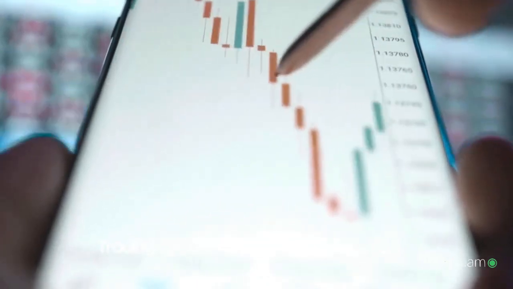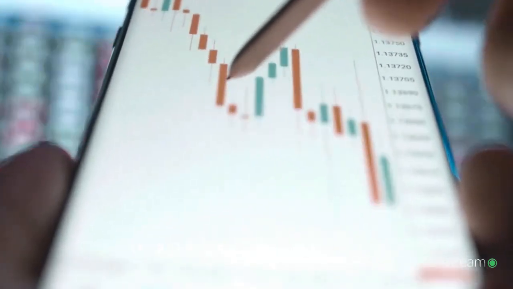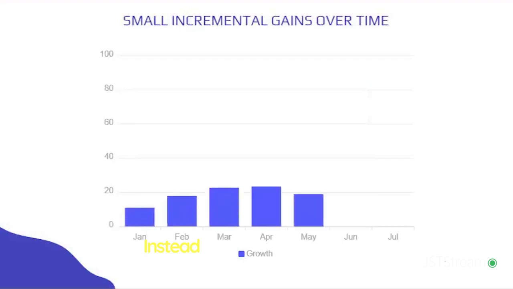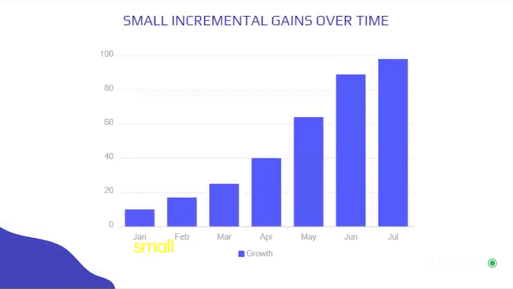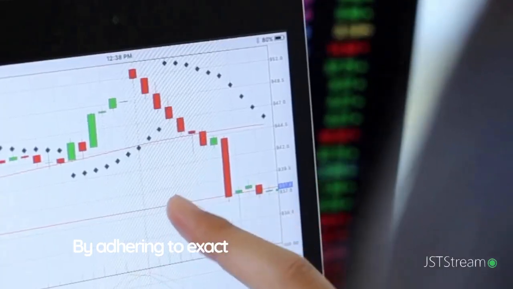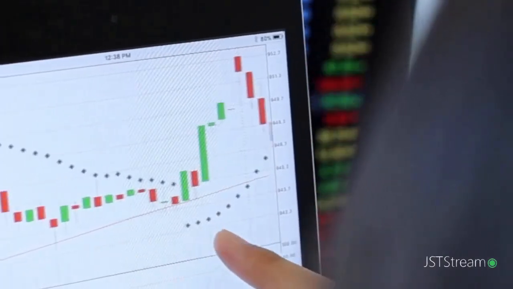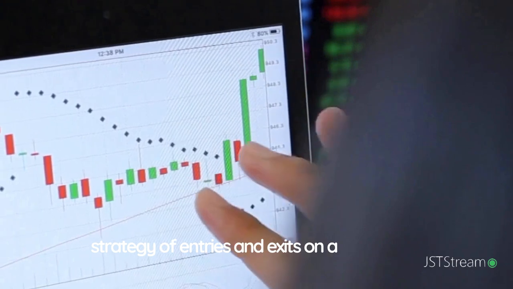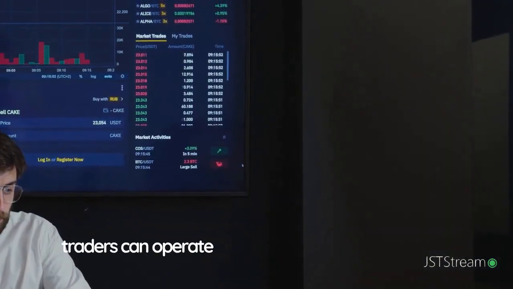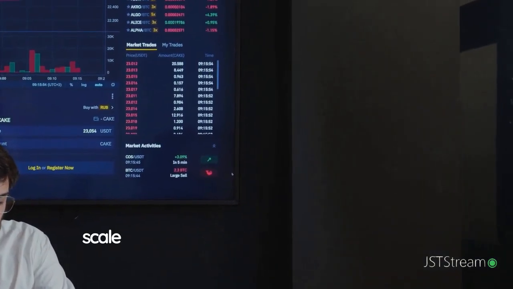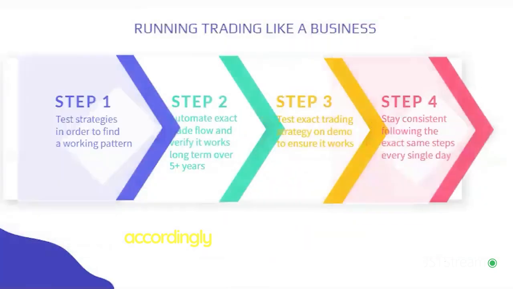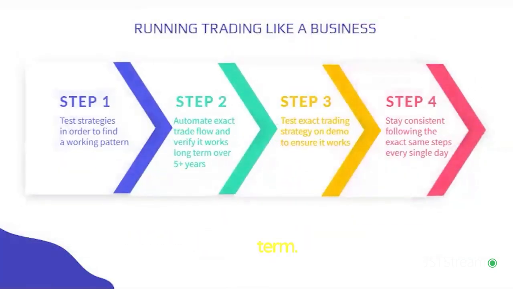Trading systems aren't designed to double or quadruple your money quickly. Instead, they focus on making small, consistent gains over time. By adhering to exact rules and following an exact strategy of entries and exits on a daily basis, traders can operate their trading like a business and scale accordingly by repeating the same steps consistently long-term.